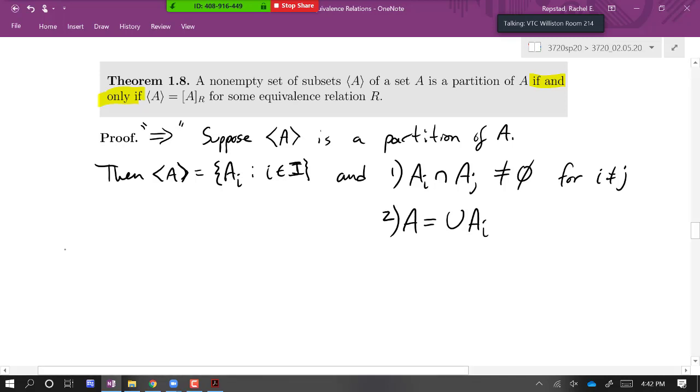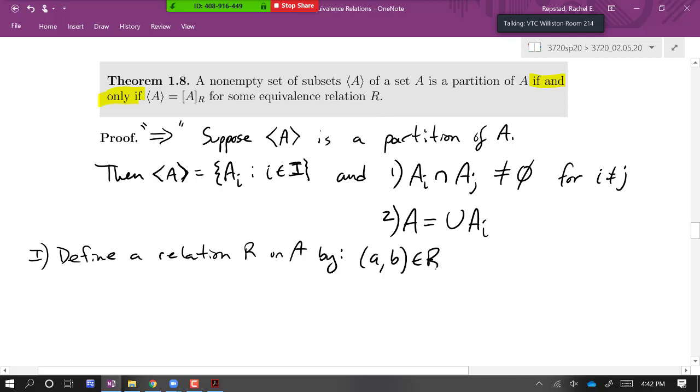What we're missing is a relation at all, right? We don't have any relation to show that it's even an equivalence relation. So we're going to define it. Let's do this first. Let's define a relation R on A by the following. By saying that A is related to B, so that ordered pair is in the relation, if A and B lie in the same A sub I. It's really the only thing we have to go on is the fact that we have this partition. The only things at our disposal are these sets, these A sub I sets.